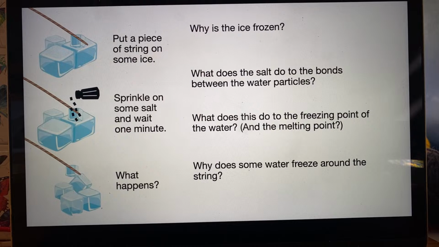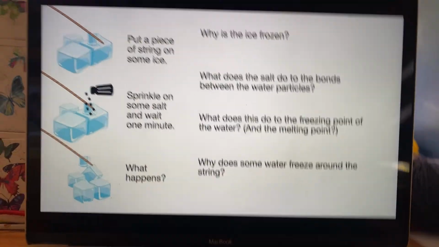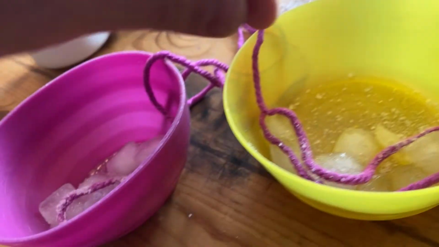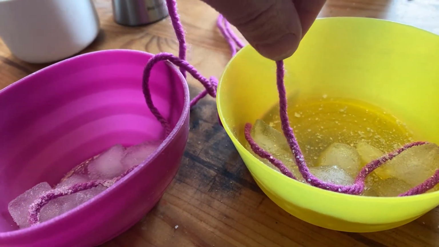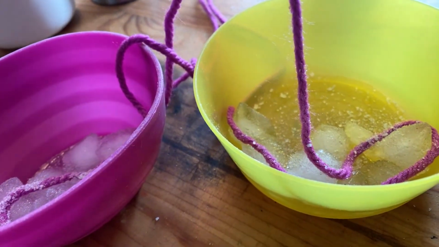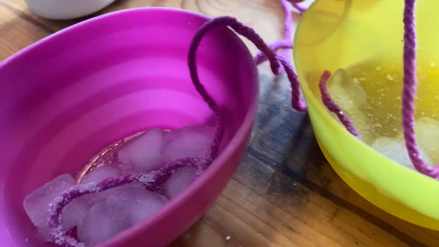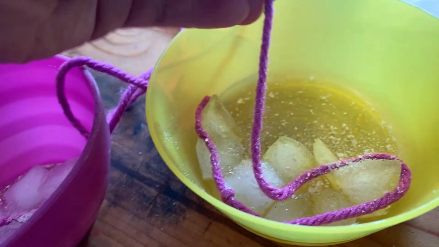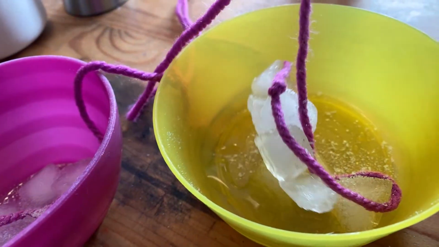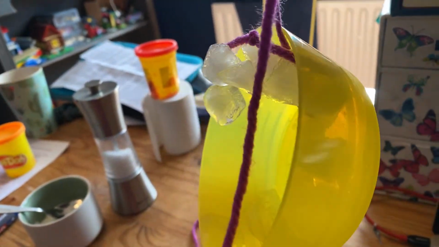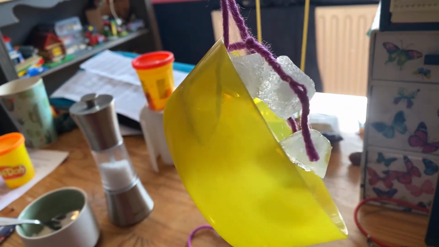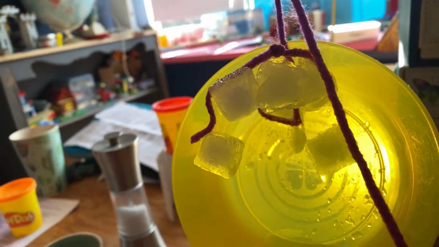Shall we see if the activity has worked? Is it too soon? I don't know. I'm going to try. I'm going to lift it. Are you ready? Oh, it is sticky, but I don't know. Can you see that the string is kind of... Oh, yes, chums. Well done for coming to the YouTube version of this lesson. Whoa, so the ice is actually stuck to the bowl and the string is stuck to the ice, so I'm lifting up the entire bowl.